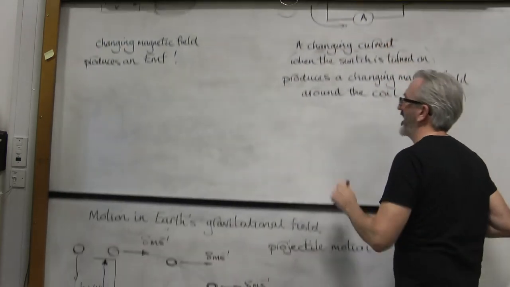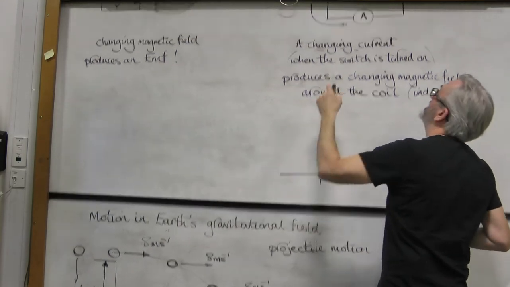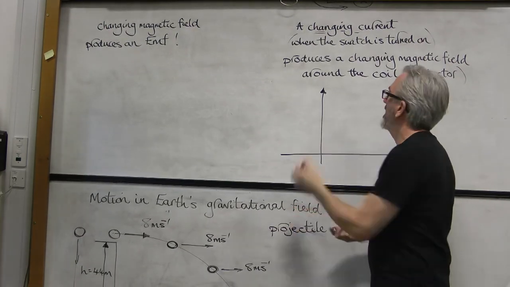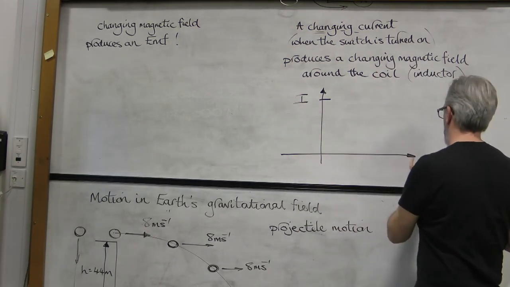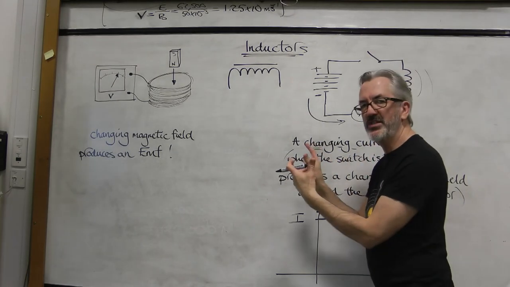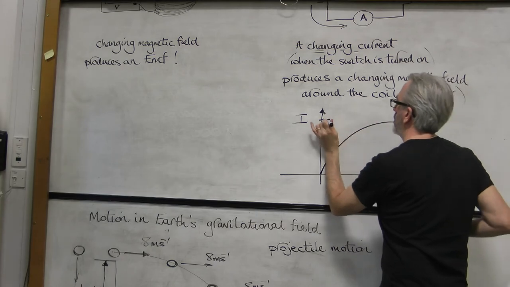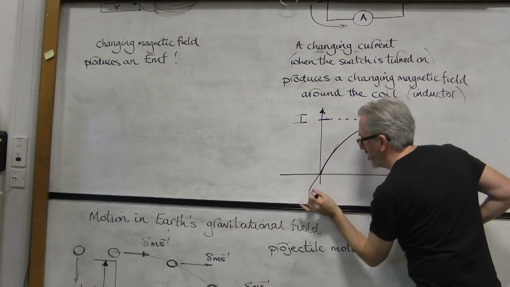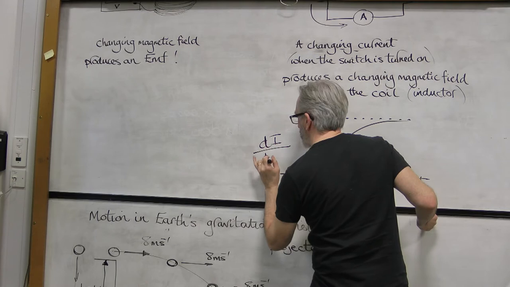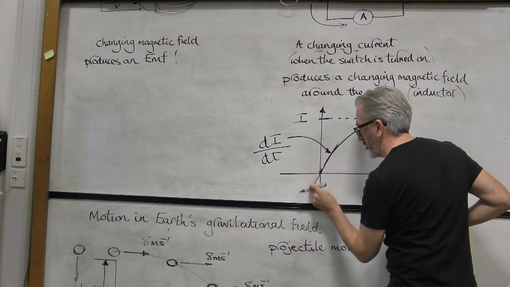In fact, if you were to sketch a graph of what would happen to the current when you turn on a simple DC circuit that's got an inductor in it, the current tries to instantly reach a maximum value, but the change in magnetic field induces a voltage that opposes that change that's causing it. And what that means is we get a graph that looks like this. The gradient of that graph is the rate of change of current with respect to time. And that gradient is at a maximum right at the start.